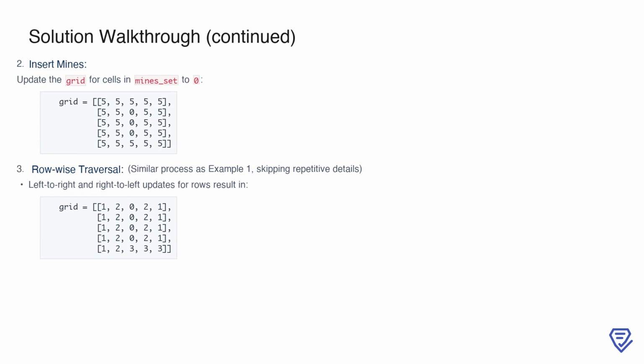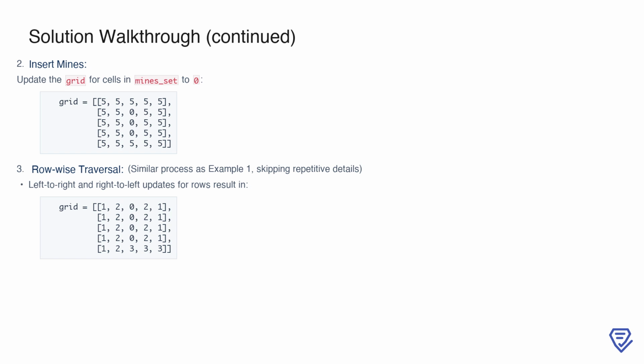After initializing the grid, we update the cells corresponding to the mines, setting their values to 0. This creates blocked positions in the grid where no plus sign arms can extend. The updated grid now reflects these mine placements, with zeros in the appropriate cells.